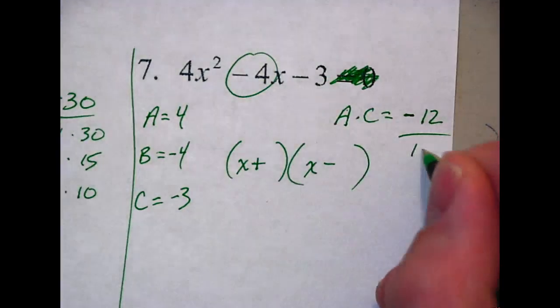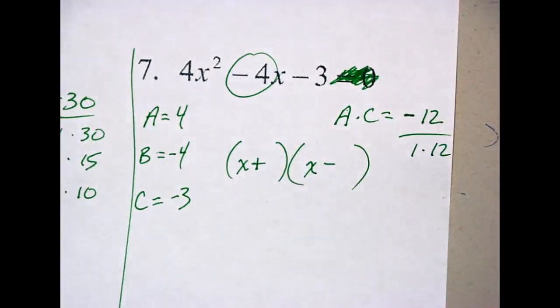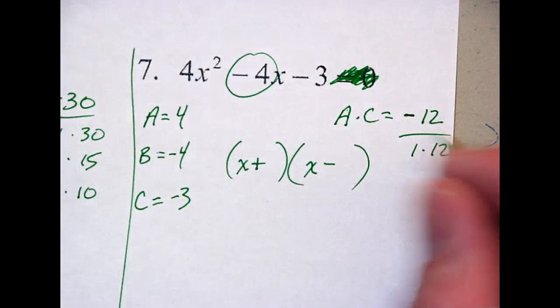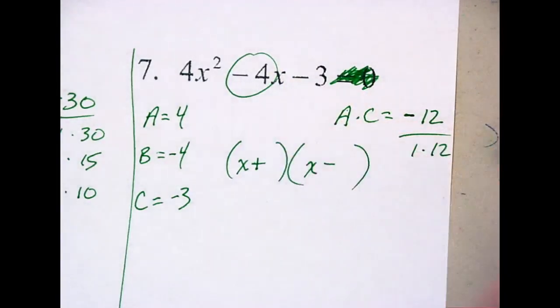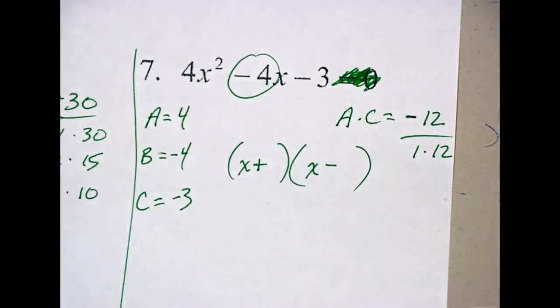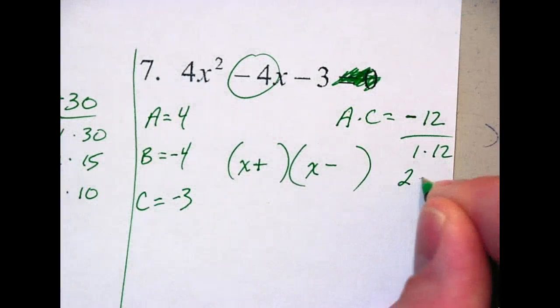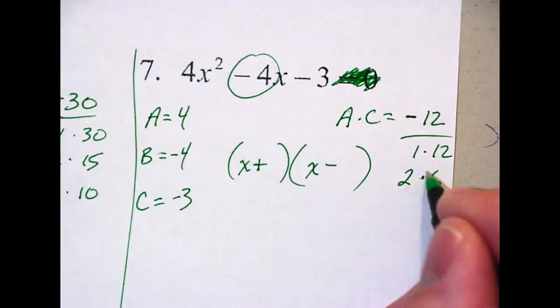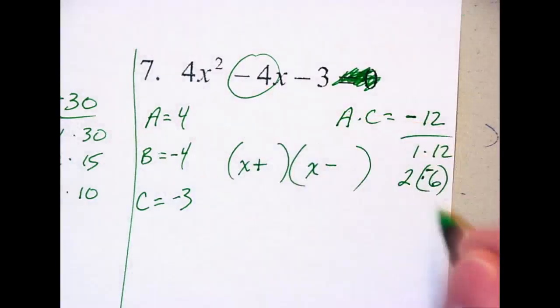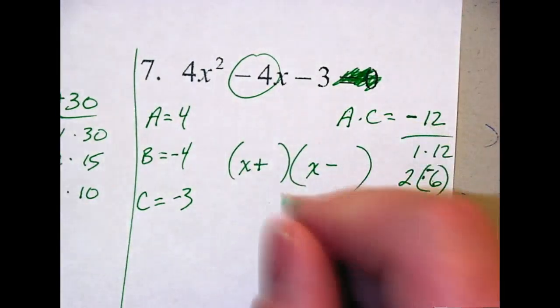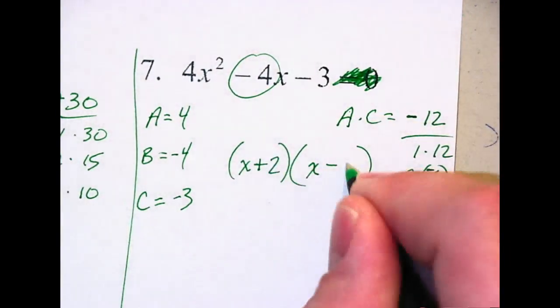We go 1 and 12 doesn't work, right? They don't differ by 4. So when we're trying to add to make a negative, then they could differ. Yeah? 2 and 6? Or negative 6. Yeah. 2 times negative 6, yep. Negative 6 plus 2 is negative 4. And negative 6 times 2 is negative 12. Good, so we put our 2 in, our 6 in.